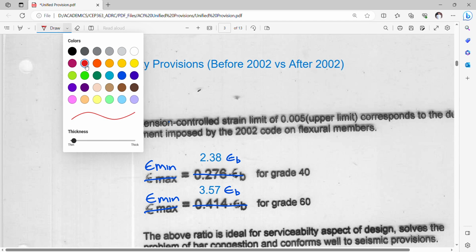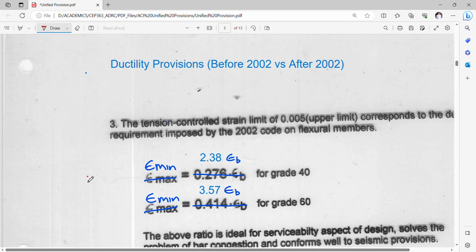Okay, guys, let's continue our discussion on the creative provisions concerning the unified provisions of the ACI code. So let's now compare the old provision before 2002 and the newer provisions after 2002 regarding the limits.